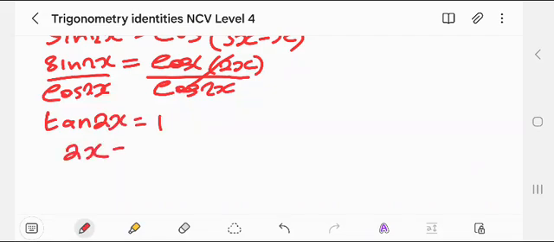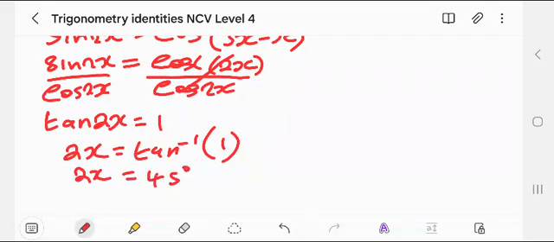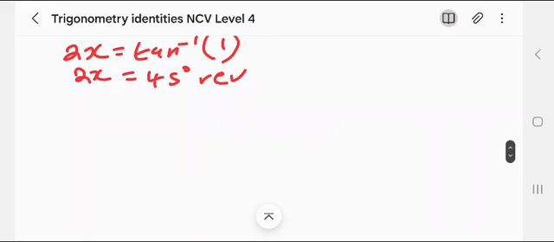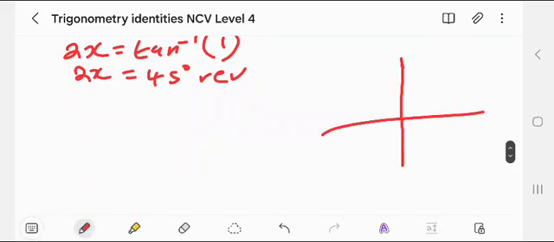This and this will cancel, and then on this side tan 2x will be equal to 1. Then 2x will be equal to shift tan 1, which is 45 degrees. This is our reference angle. Then we know on our Cartesian plane, tan is positive in the third quadrant, where it is 180 plus theta. We use that from a CAST diagram.